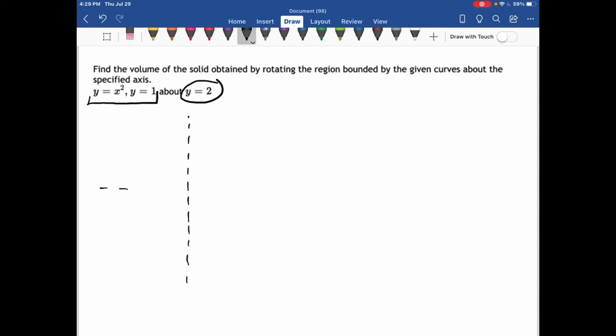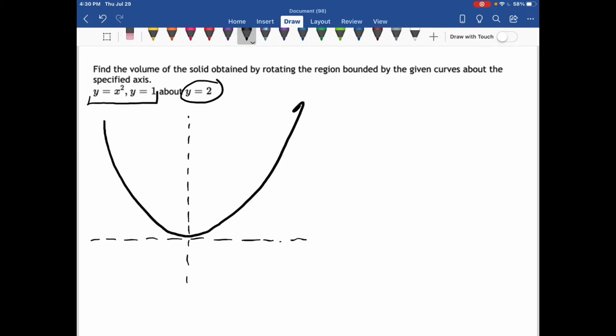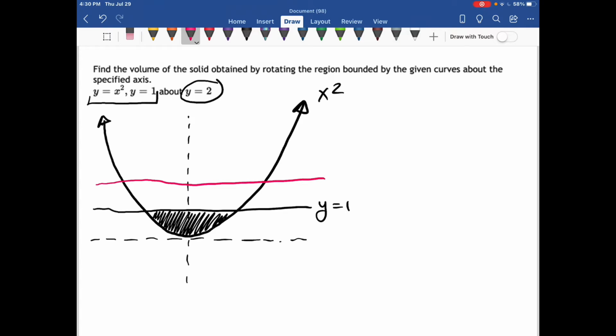So when I look at it, here's my y-axis, here's my x-axis. So I have the parabola y equals x squared. Then I have the line y equals 1. And so this area here that I'm shading is the area that's bounded by those two curves, and that's what we're going to spin.